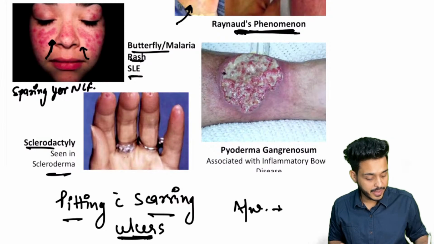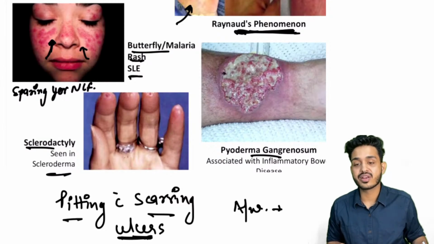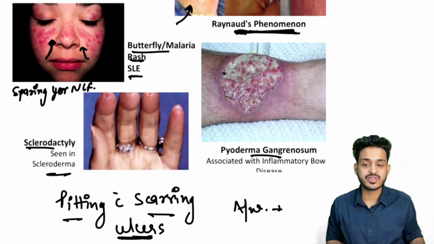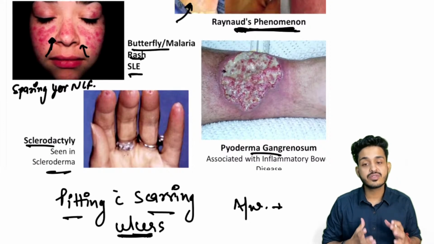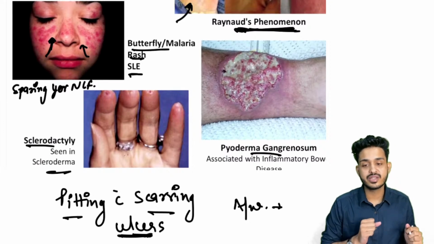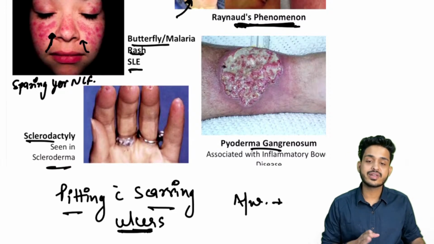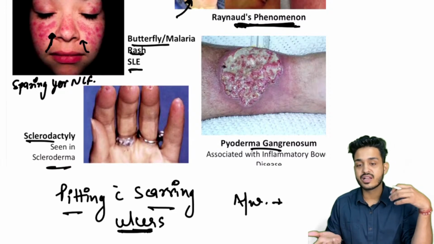Okay, this one is your pyoderma gangrenosum. The question that has been asked in the previous examination is that it is associated with which disease: inflammatory bowel disease. In inflammatory bowel disease, we have Crohn's disease and ulcerative colitis.